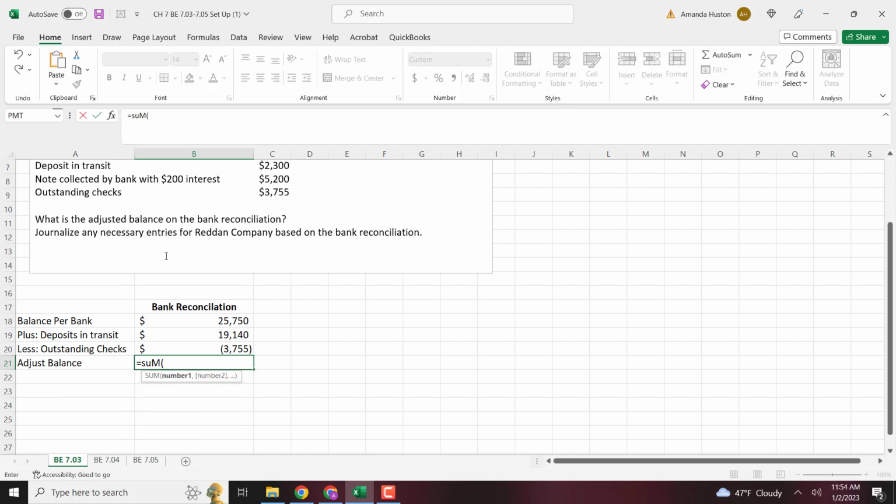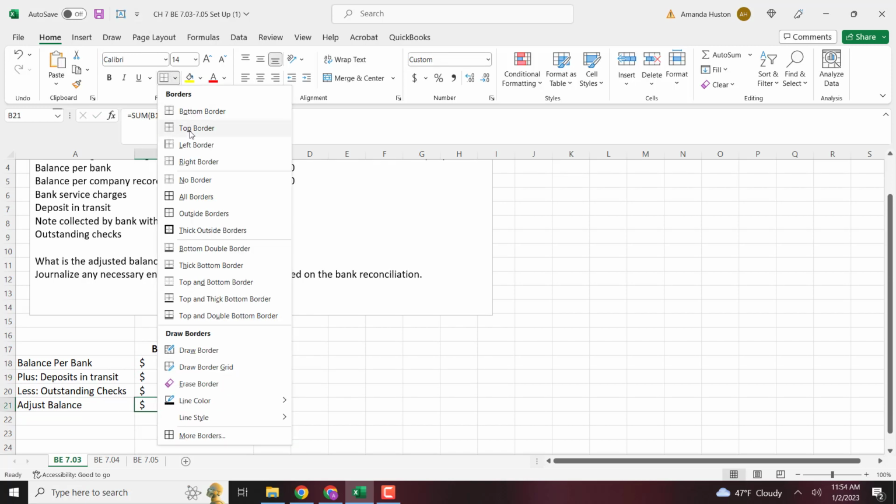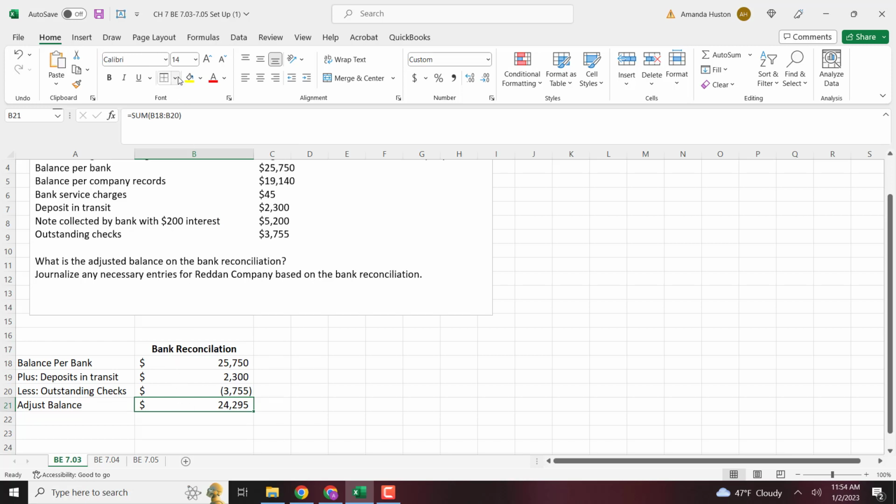And I'm going to sum this all up. So my adjusted balance, deposits in transit was 2,300. So our adjusted balance, should say adjusted balance, is 24,295.